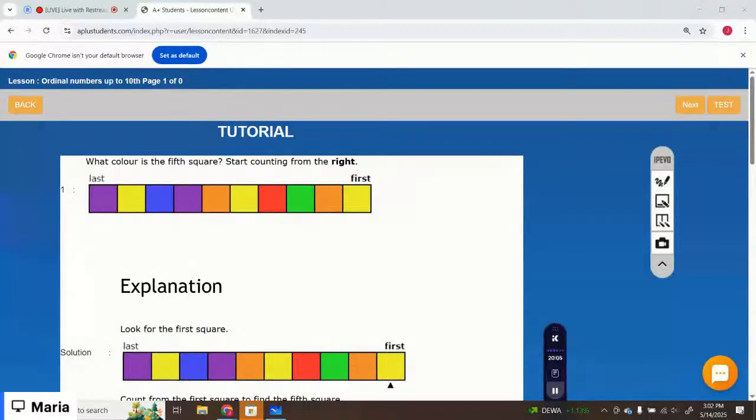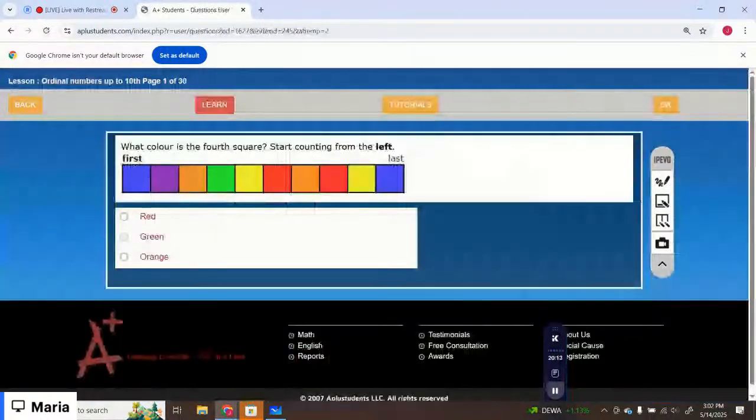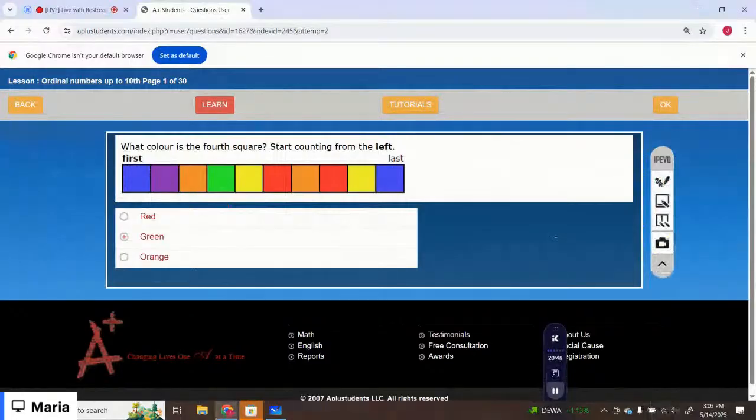Now let's start with the test questions. Which color is the fourth square, counting from the left? So you need to start counting from the left, right? And you need to see which one is the fourth. One, two, three, fourth. The fourth one is green. The correct option is green. Option number two is the correct option.